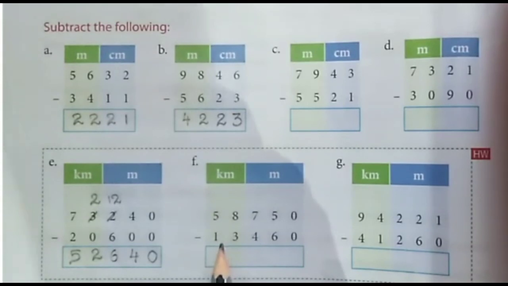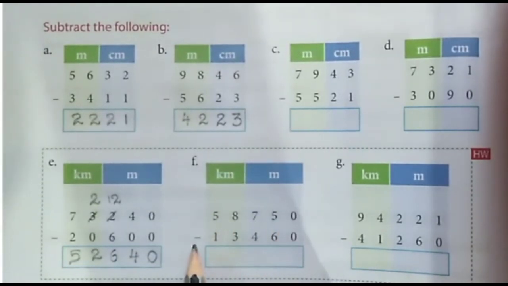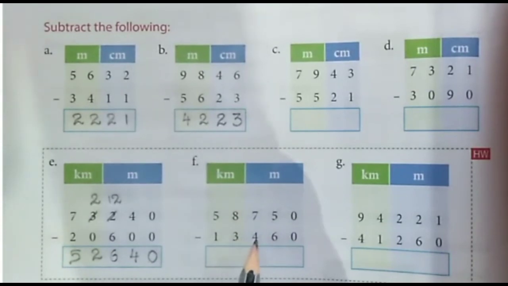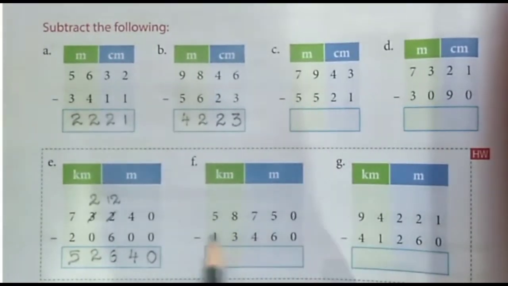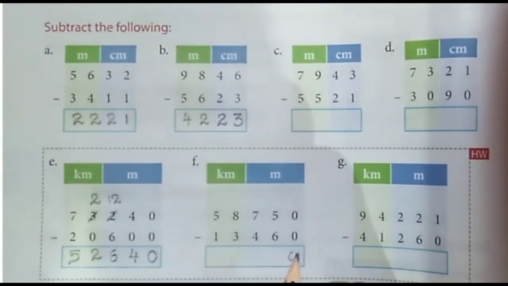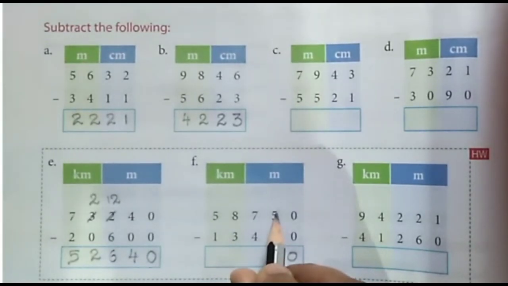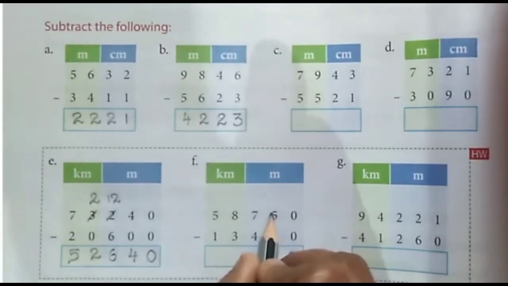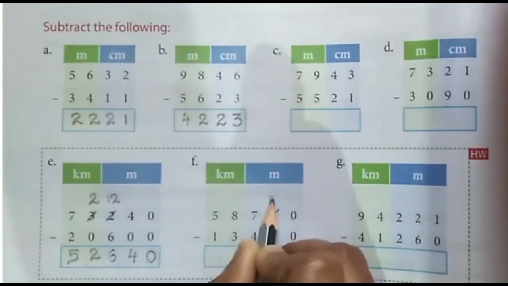Here is our next question. 58 kilometers, 750 meters minus 13 kilometers, 460 meters. First subtract the meters, then kilometers. So subtract 0 minus 0, the answer is 0. Next is 5 minus 6. We cannot subtract the number 6 from 5 since 5 is smaller than 6. So here we use the method of borrowing. Here 5 borrows 1 from the number 7 and becomes 15.